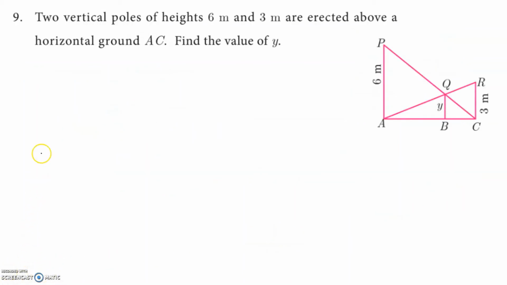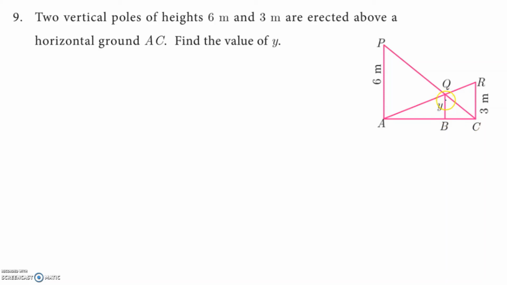Okay, let's do the last one in this video. Two vertical poles of height 6 meters and 3 meters are erected above a horizontal ground AC. Find the value of Y. So we're given this diagram, and PA is the 6 meter pole and CR is the 3 meter pole, and AC is the distance between the two poles, and we need to find Y.